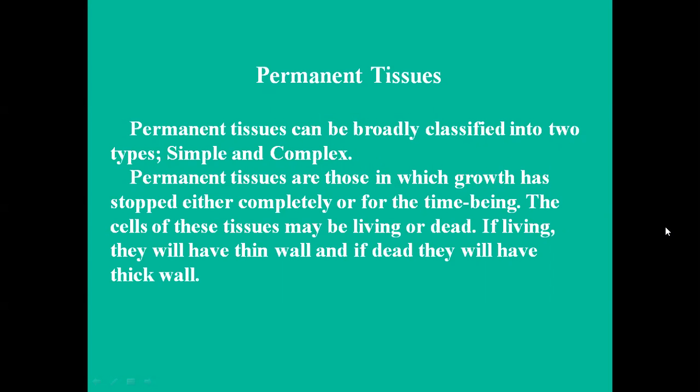Permanent tissues. Permanent tissues can be broadly classified into two types, simple and complex. Permanent tissues are those in which growth has stopped, either completely or for the time being. The cells of these tissues may be living or dead. If living, they will have thin wall, and if dead, they will have thick wall.